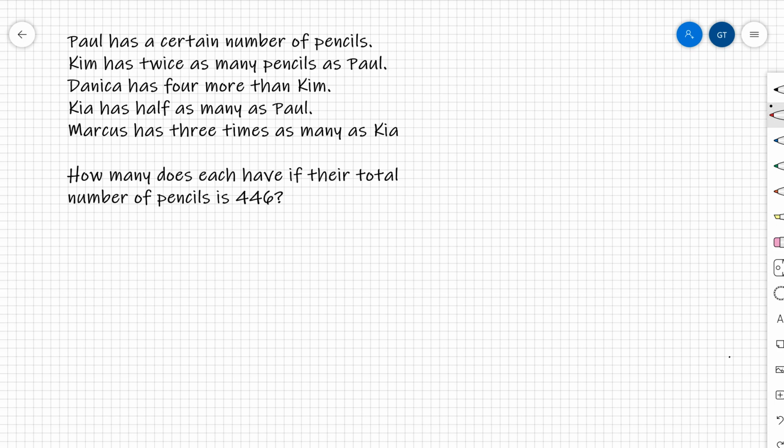All right, so for here, we're going to identify the variable I'm going to use. Actually, no, let's not use that one. I was going to use X. Let's use P. I'm going to use P, and that's going to represent Paul. Okay? So that's going to be the basis for everything that we have. Kim has twice as many as Paul. Twice means 2 times. So Kim is going to be 2 times Paul.